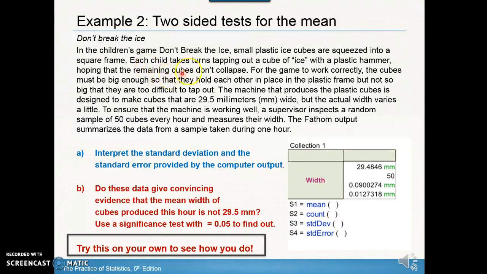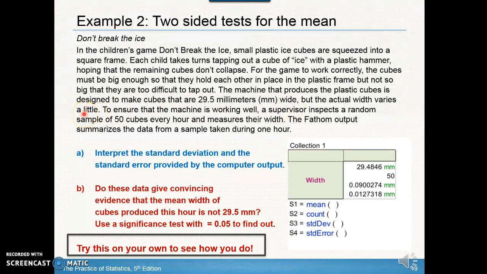Remember that when you play the game, each child takes turns tapping out a cube of ice with a plastic hammer, hoping that the remaining cubes won't collapse. For the game to work correctly, the cubes must be big enough so they hold each other in place in the plastic frame, but not so big that they're too difficult to tap out. The machine that produces the plastic cubes is designed to make cubes that are 29.5 millimeters wide, but the actual width varies a little.